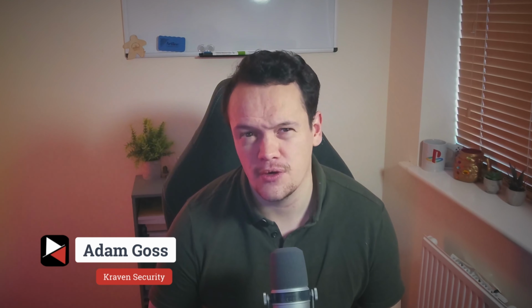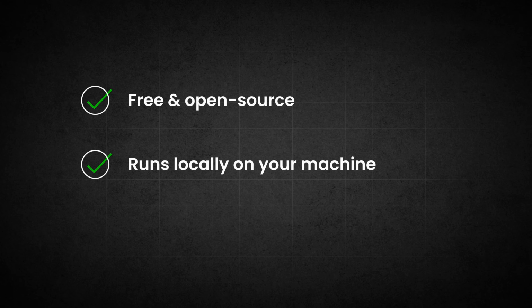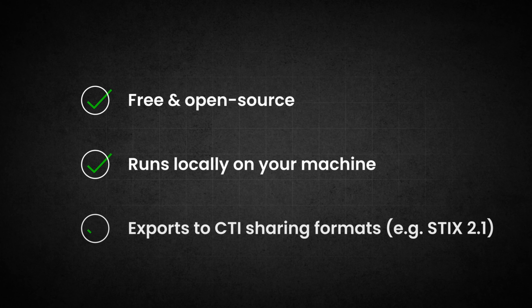Sound familiar? Well, what if I told you there's an open source tool that can take that 40-page report and turn it into an interactive attack flow diagram in less than 60 seconds? And it's completely free. And it runs locally on your machine. And it even exports to STIX 2.1 format. That tool is called FlowViz. And by the end of this video, you're going to want to spin it up and jump in immediately.